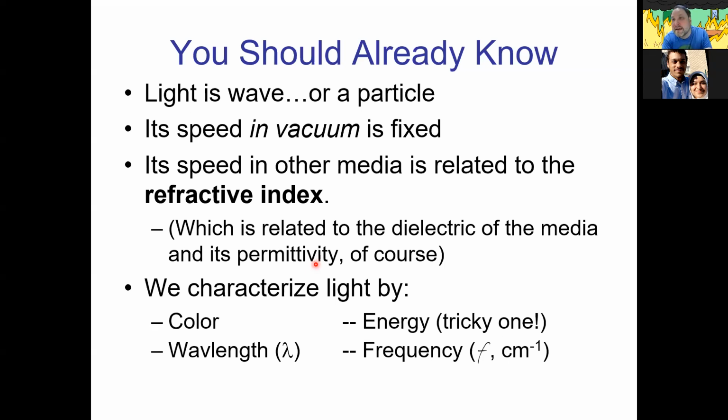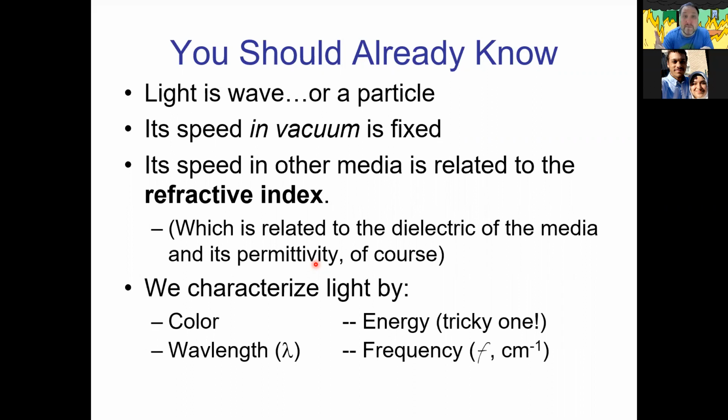Now, why is it slowing down? That's because the very simple view is light's an electromagnetic wave. And now if you put it into a material that has some electrons associated with it, there's going to be some interactions, but it's actually way more complicated than that.